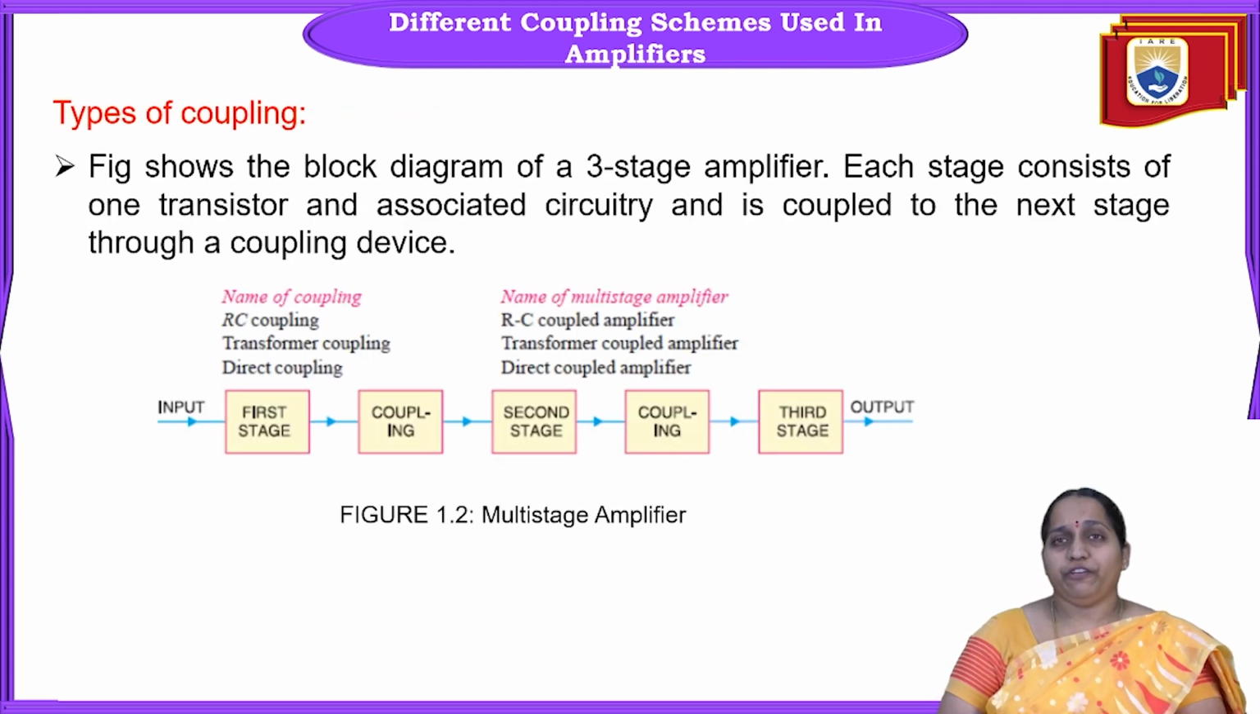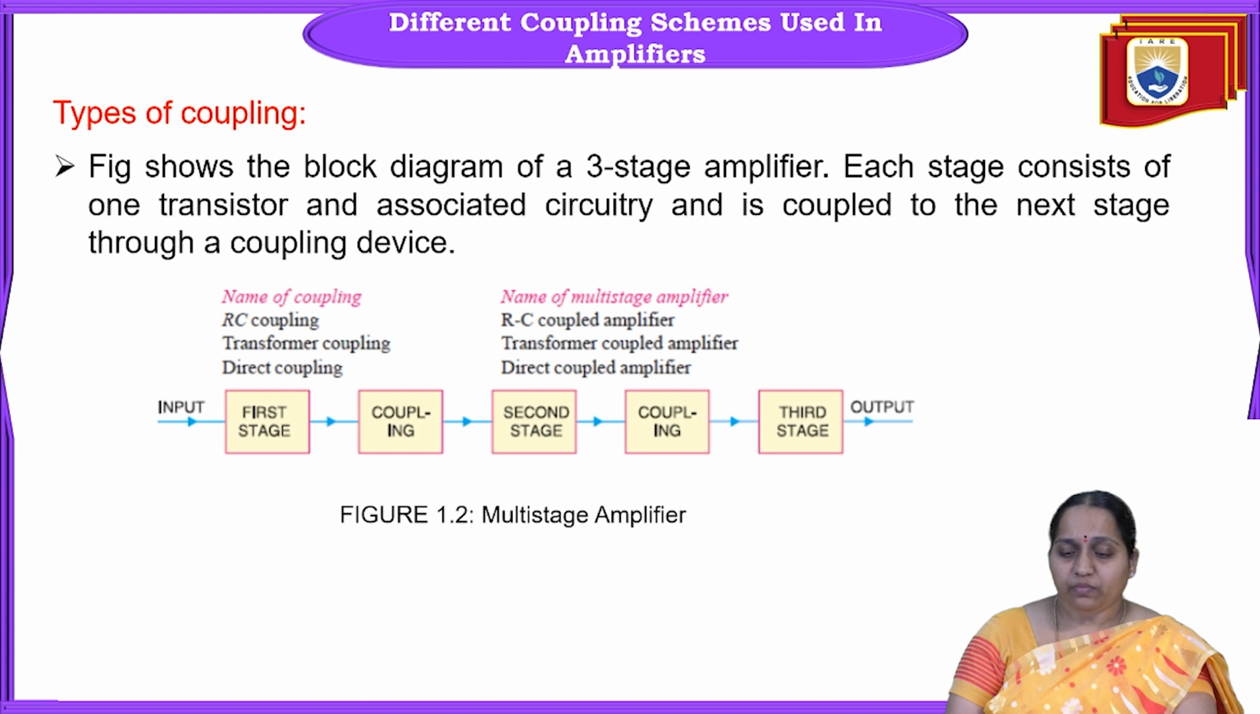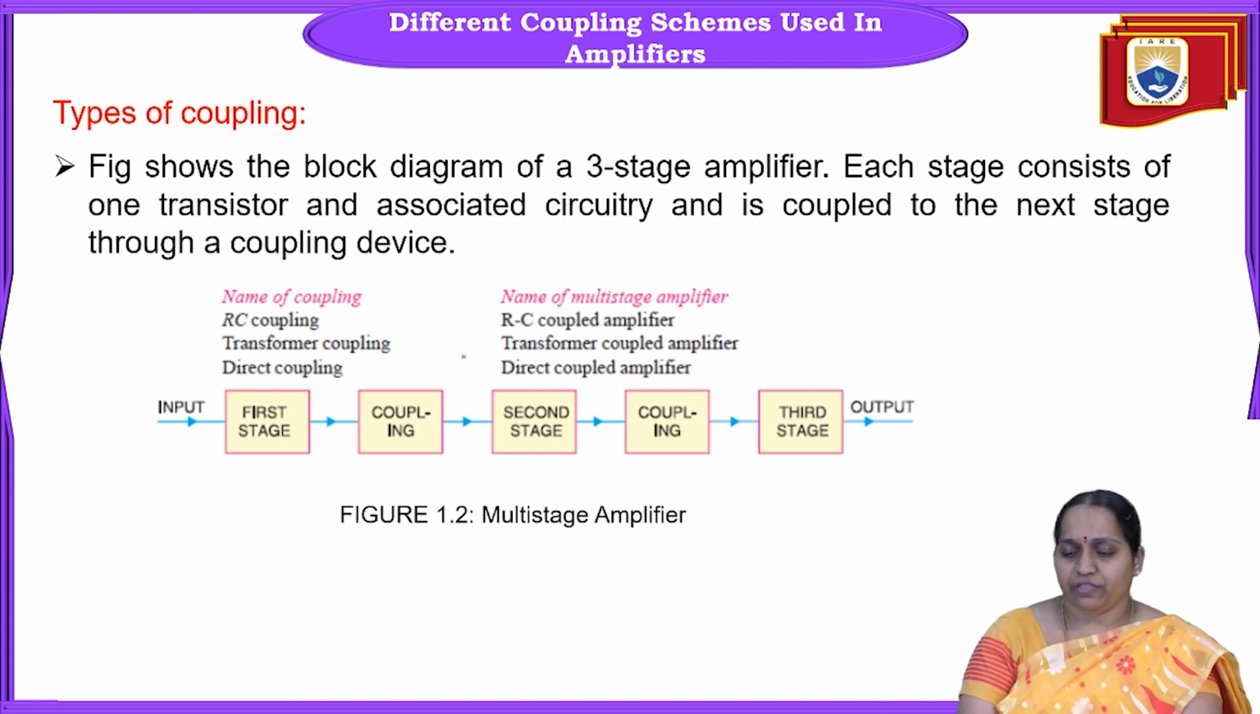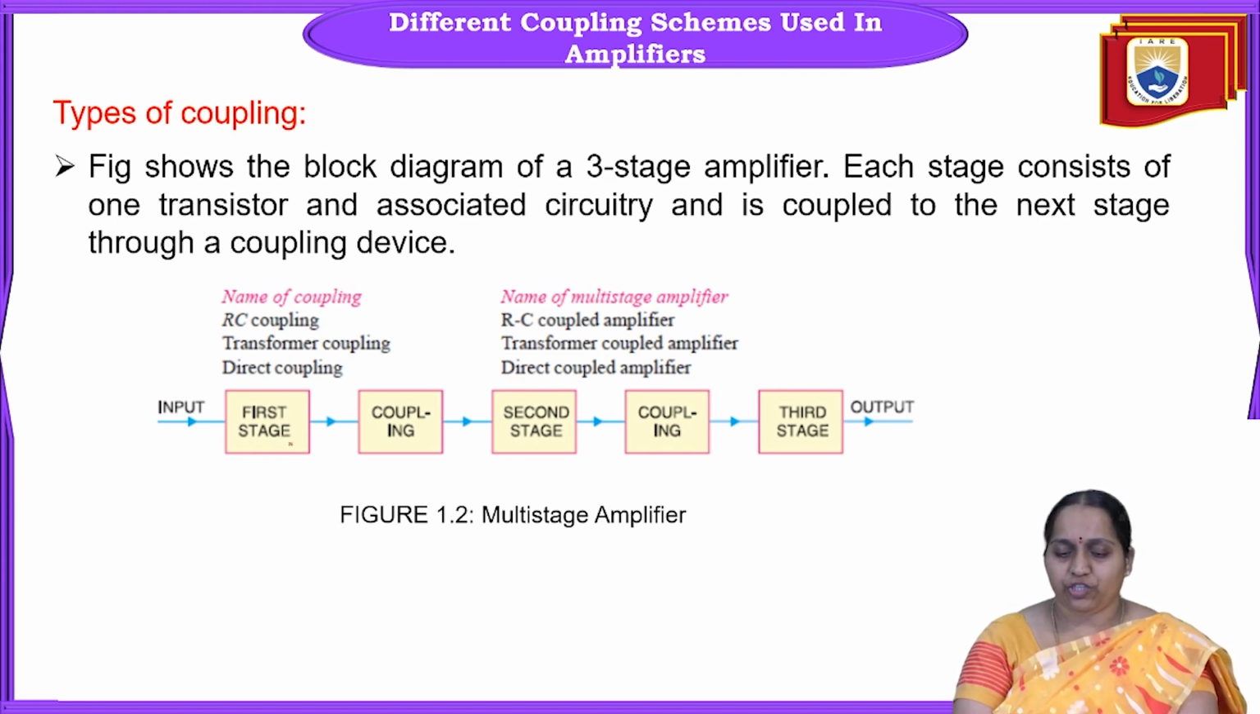Then, what are the different types of coupling you have? Now, if you look at this figure, which is a 3-stage amplifier, each stage consists of one transistor. In each stage you will be having one transistor and the associated circuit, that is, whatever circuit you have for that particular amplifier. And each stage is coupled to the next stage through a coupling device.